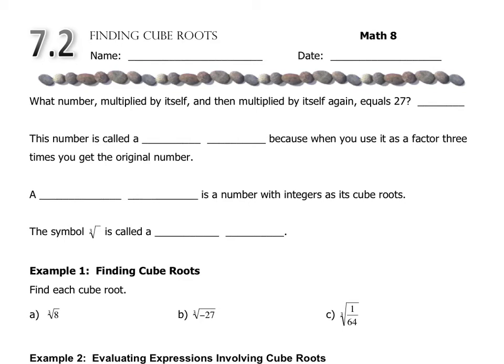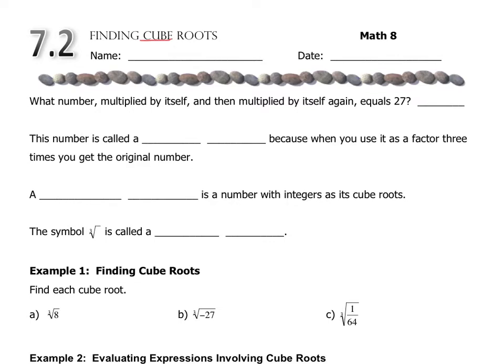So today we're going to talk about finding cube roots. In the last section we talked about square roots, where we had a number multiplied by itself to get the number we're looking for. So we used the example 25. So 5 times 5 is 25. So the square root of 25 was 5.